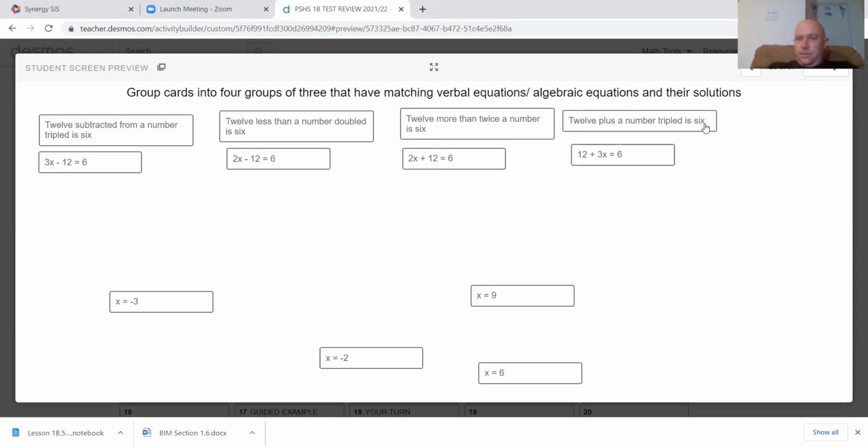12 plus a number tripled is 6. So not a turnaround word, just a single word here. Plus just means I'm going to add. And then the number tripled is 3x, as we saw before.